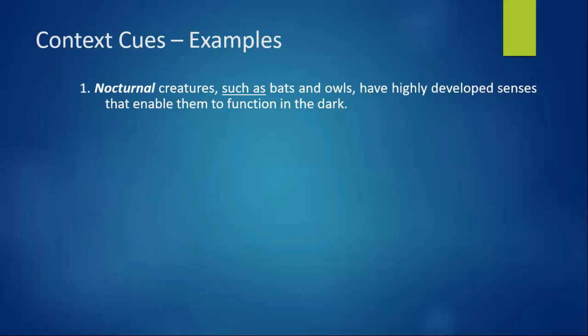All right. So if you look at the example, bats and owls, and even if you read the rest of the sentence, have highly developed senses that enable them to function in the dark, you have a better idea of what nocturnal means. Nocturnal creatures are basically creatures which can function effectively at night time. They don't sleep, or they don't get tired like other creatures. Unlike them, they are very active at night. So nocturnal creatures are very active and can function really well during the night or in the dark, right?